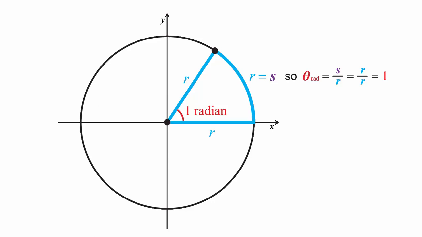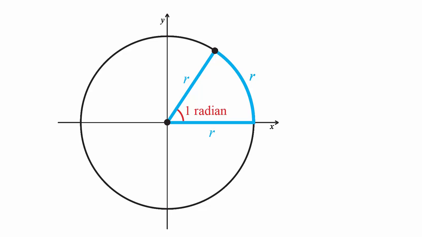And so an angle that measures 1 radian is an angle that spans an arc exactly the same length as the radius of the circle. We could, in fact, have started with this as the definition of a radian, but these two ways of looking at radians are consistent. They both lead us to the same place.